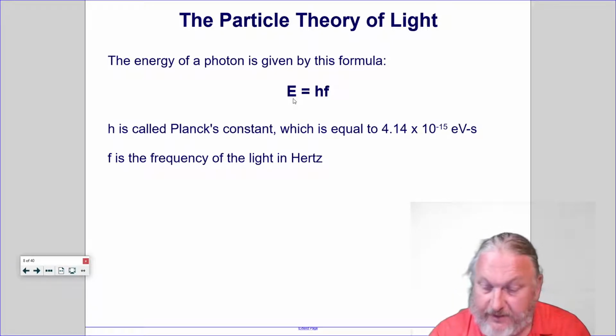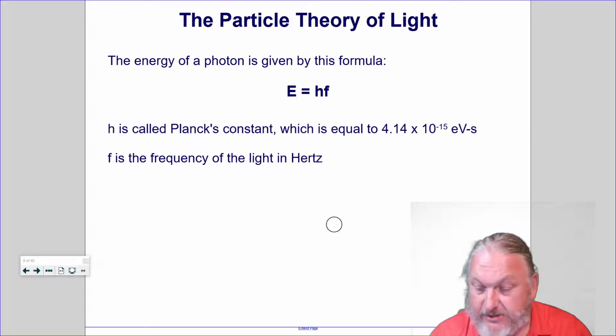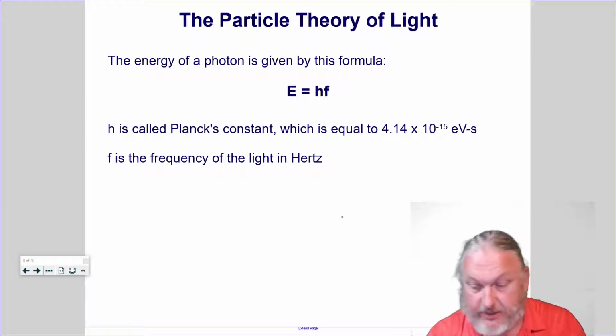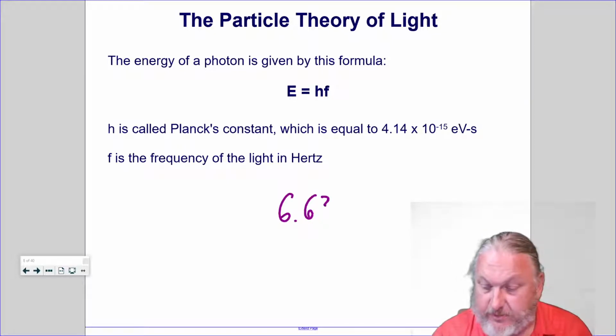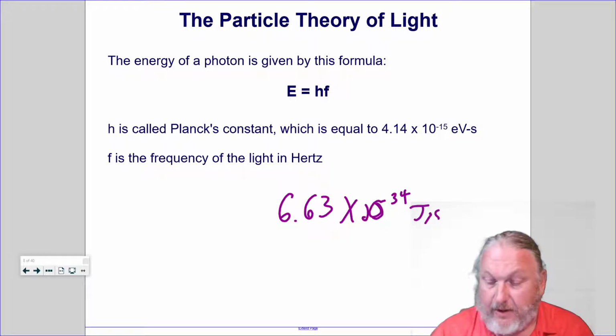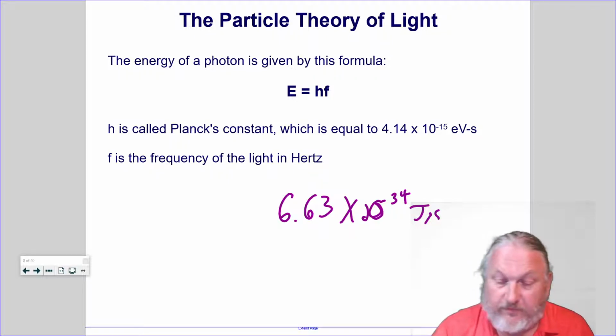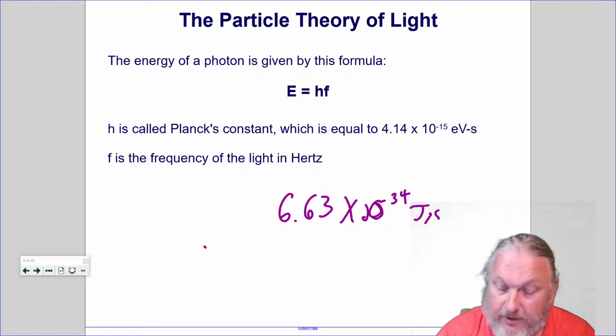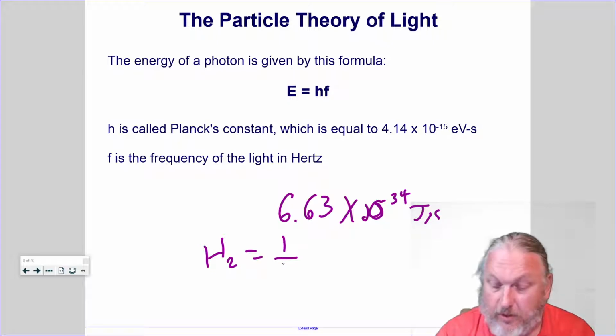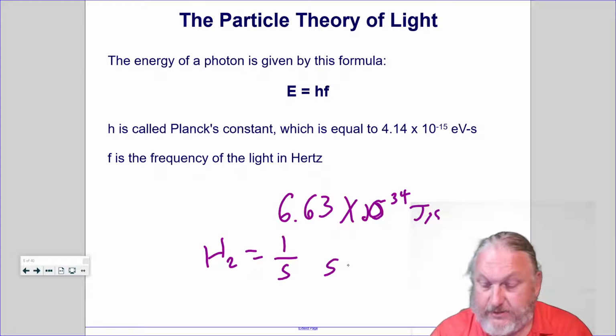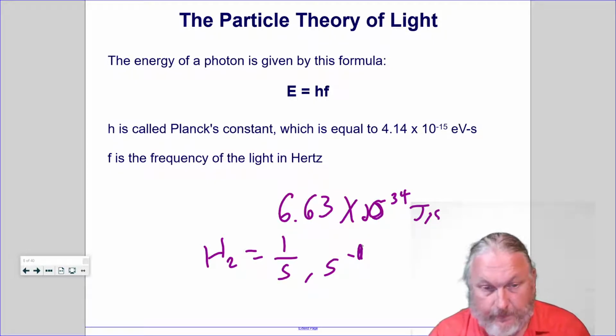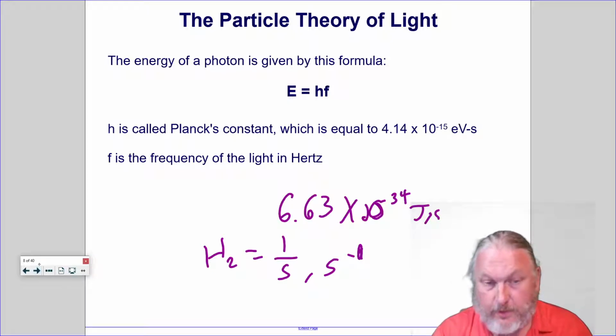Another way of saying this, in joules, Planck's constant is 6.63 times 10 to the minus 34 joule seconds. F is what we use for the frequency of the light in hertz. A hertz is equal to 1 over seconds, or s to the minus 1, a reciprocal second. So, going on.